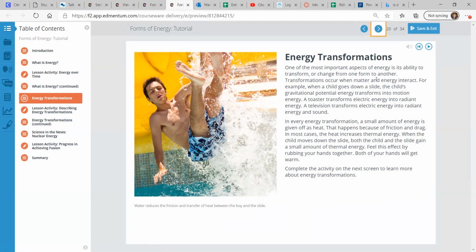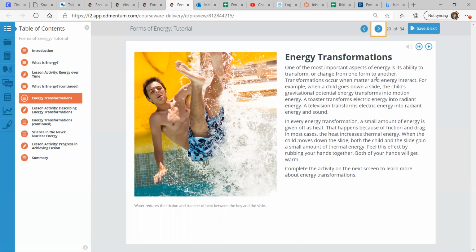So, for example, when a child goes down a water slide, the child's gravitational potential energy transforms into motion energy. A toaster transforms electric energy into radiant energy or thermal energy. And a television transforms electric energy into radiant energy and sound.